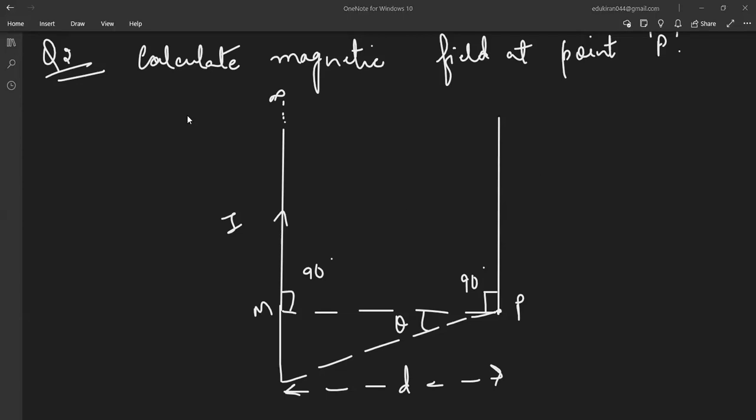See, main formula: whenever you have any wire, go by this formula, mu naught by 4 pi r, where r is the separation, times sine theta 1 plus sine theta 2. All right. Now see here what happens. This angle is 90 degree. You have to join it.